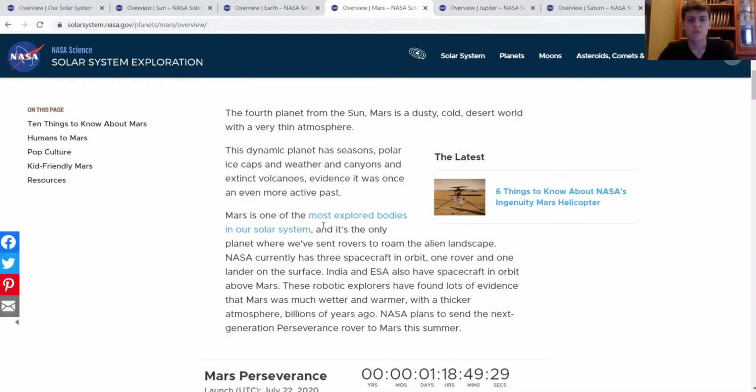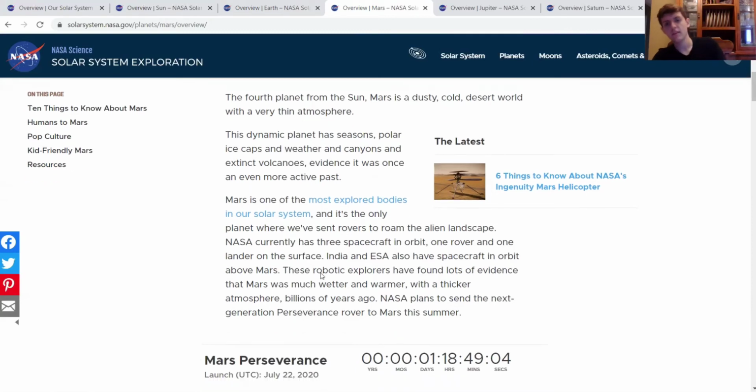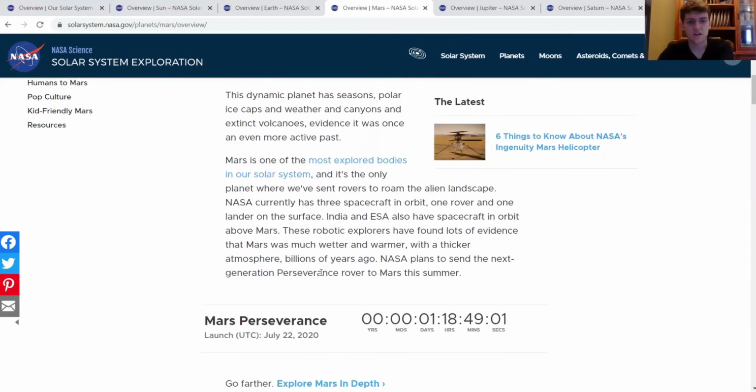Mars is one of the most explored bodies in our solar system, and it's the only planet where we've sent rovers to roam the alien landscape. NASA currently has 3 spacecraft in orbit, 1 rover and 1 lander on the surface. India and ESA also have spacecraft in orbit above Mars. These robotic explorers have found lots of evidence that Mars was much wetter and warmer, with a thicker atmosphere, billions of years ago. NASA plans to send the next generation Perseverance rover to Mars this summer.